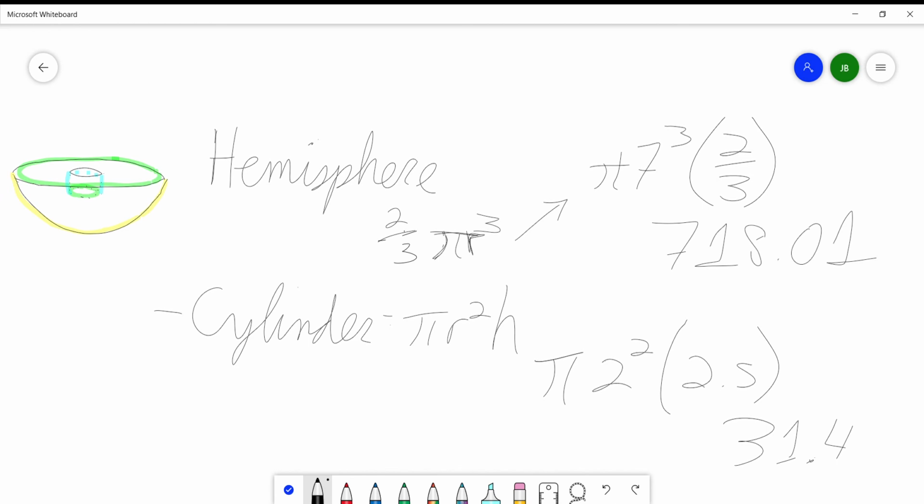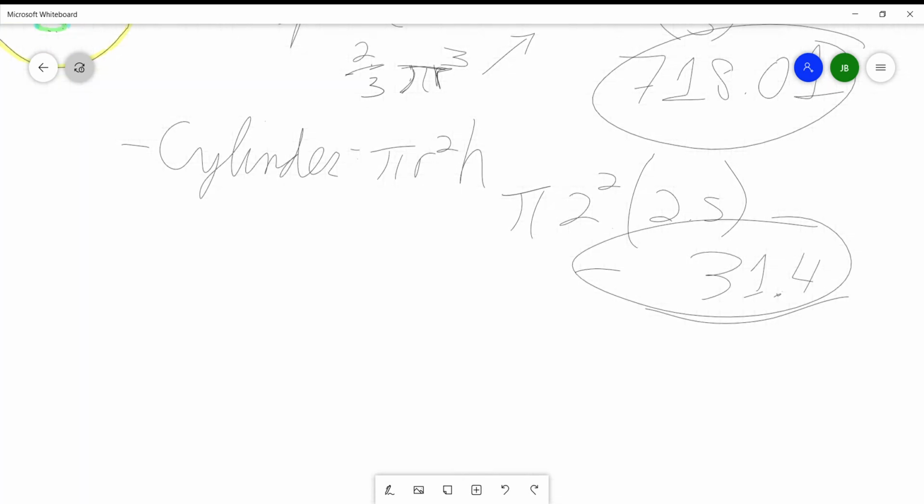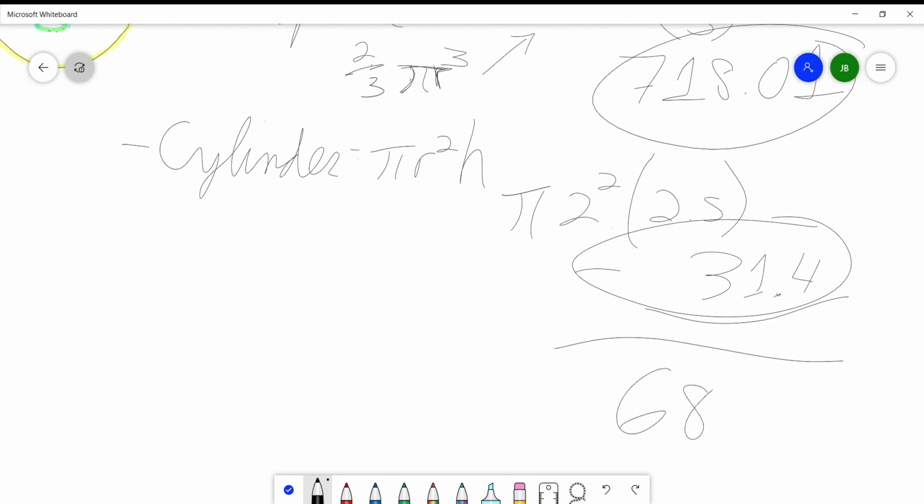But because the cylinder is not positive, it's a void, we have to subtract it. We're going to subtract this minus this. And when you subtract that out, you should end up with 686.6 centimeters cubed should be your units. Cool? I thought so too.